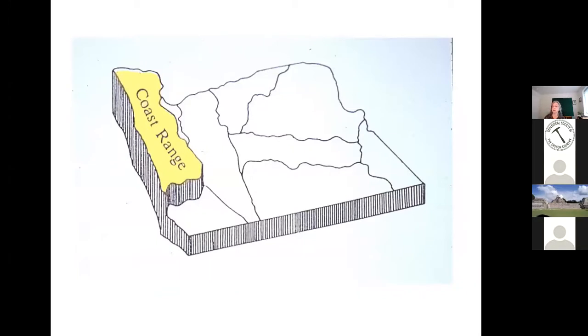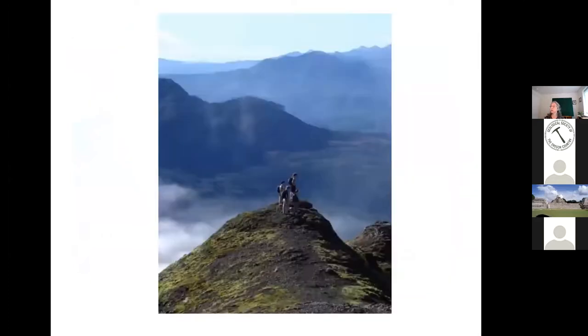Okay, then we'll talk about our Coast Range. So we're getting into more recent stuff here, and we've got some high peaks in the Coast Range, not nearly as high as the Cascades, and these are not volcanic in nature.